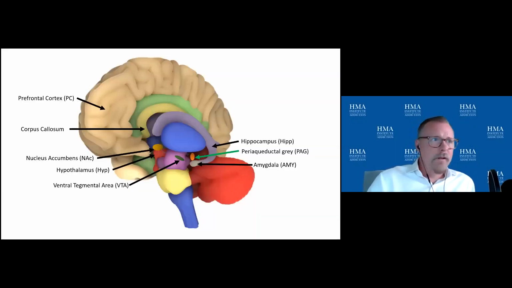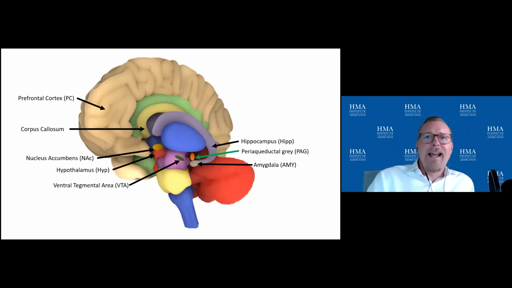Now, if we go back to what we had looked at last time, we had looked at the brain, and these were the basic structures that we started with, right? We started with the prefrontal cortex, which is responsible for higher level problem solving, the corpus callosum, which is the right talking to the left side of the brain, the nucleus accumbens, which is part of the reward system, the hypothalamus, which is where our endocrine response to stress comes from, the ventral tegmental area, which is another part of the reward system, the hippocampus, which is where our memories are, periaqueductal gray, which is where our opioids and mood are regulated a little bit, and the amygdala, which is the emotional center of the brain.